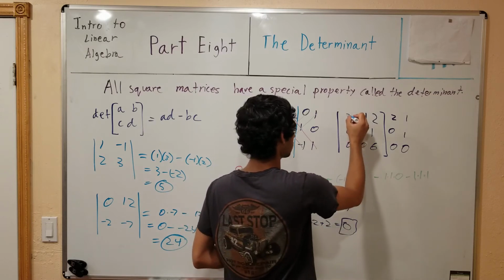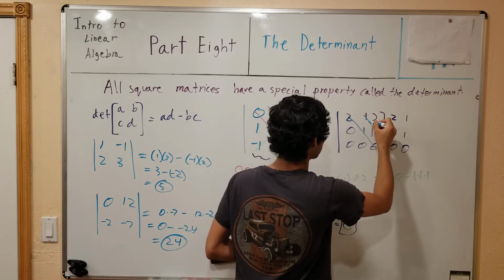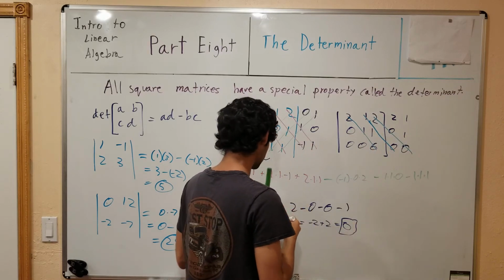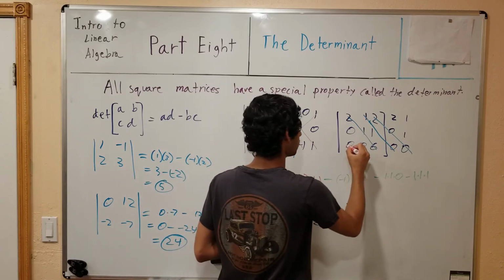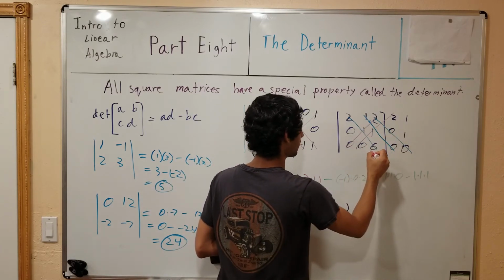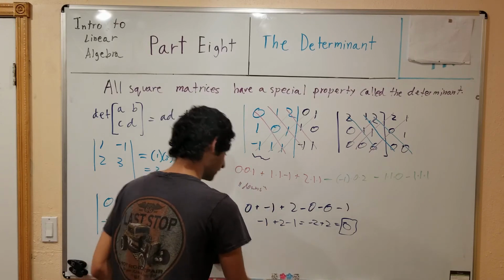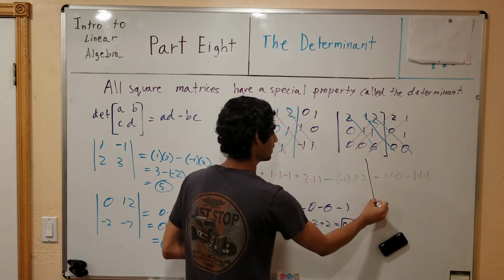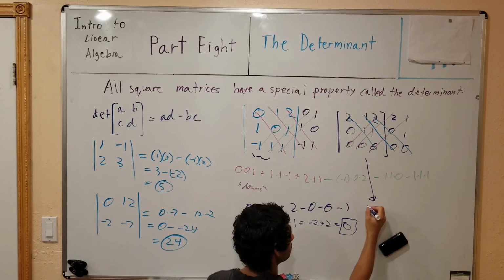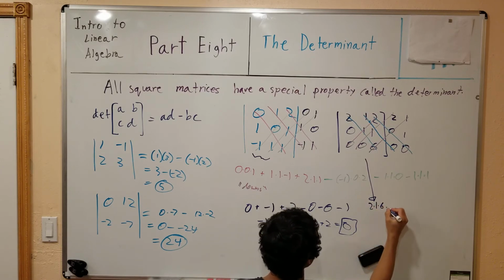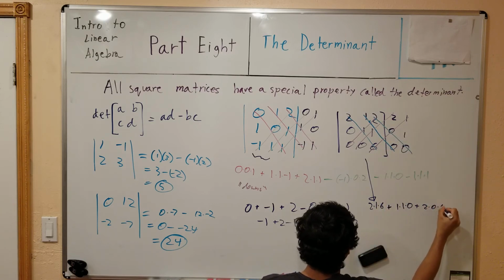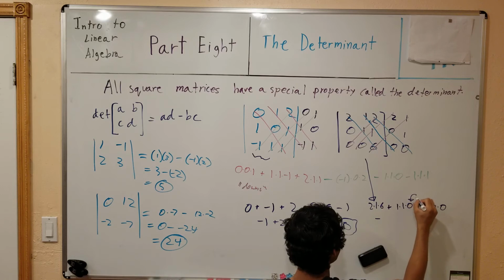So what are our downs? 2, 1, 6, we got 216, we got 110, and we got 200. And what are our ups? We've got 012, 012 again, and 601. So we want to do our downs minus our ups once again. So let's do it down here. Well, our downs are 2 times 1 times 6 plus 1 times 1 times 0 plus 2 times 0 times 0, minus our ups. So these are our downs and these are our ups.